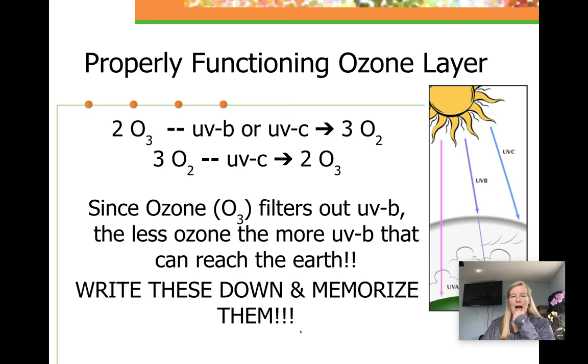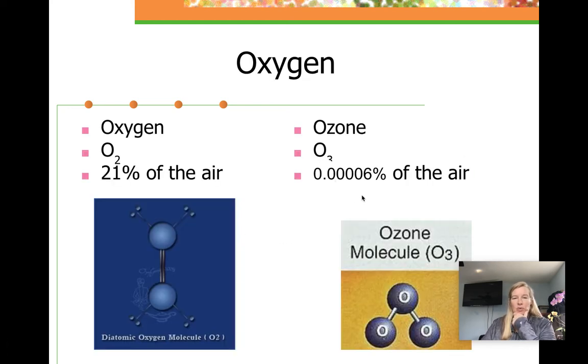And again, why is the ozone so critical? Here's the ozone, and there's such a small amount of it in the ozone layer or in the stratosphere that a little loss of it and now more UVB can get through and cause some of those skin cancer issues, squamous cell, basal cell carcinoma, etc. The UVC is basically taken care of by O2, and again, 21% of the air is O2.